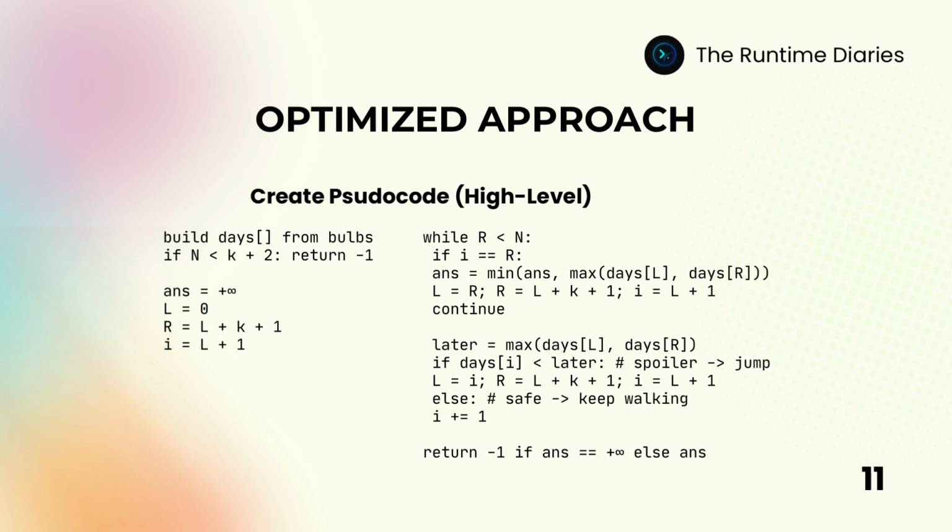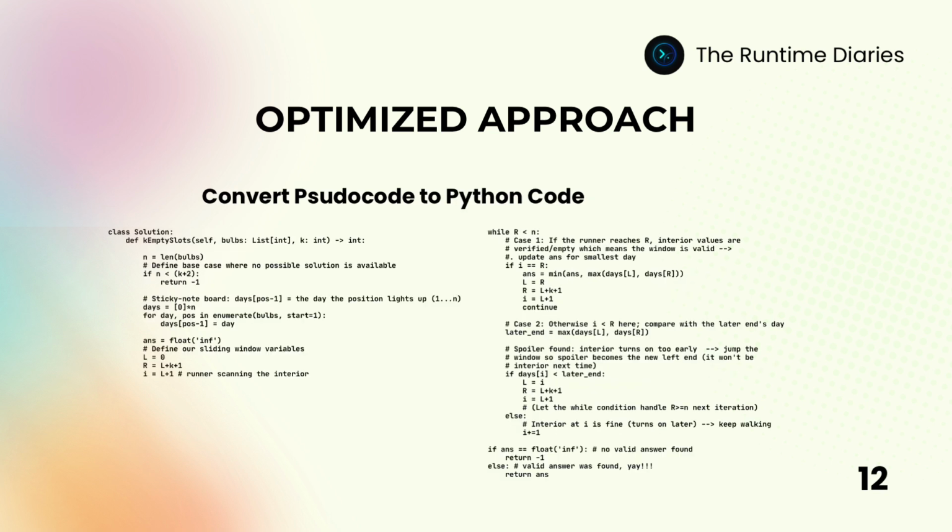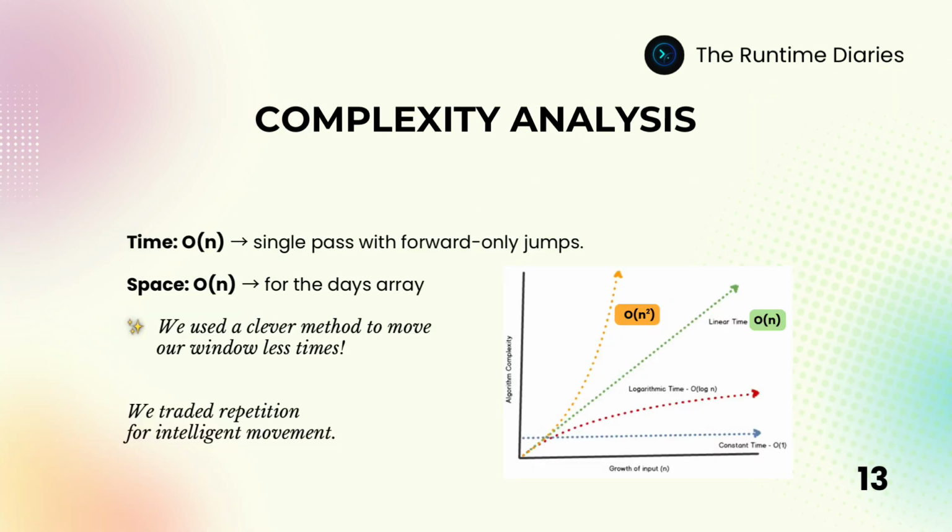If our scout makes it all the way from L plus 1 to R without finding a spoiler, then we found a valid window. And we record the day max of days of L and days of R. After that, we move the window forward and keep going. The beautiful part is each pointer, L, R, and I, only ever moves forward. We never revisit the same house twice. That means even though it looks like we're scanning nested windows, we're actually just doing a single linear pass.